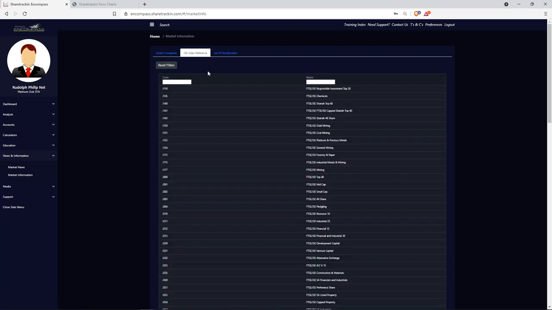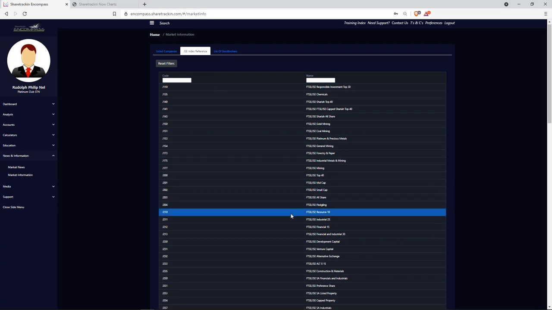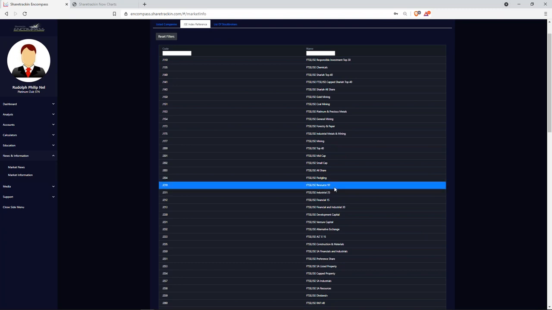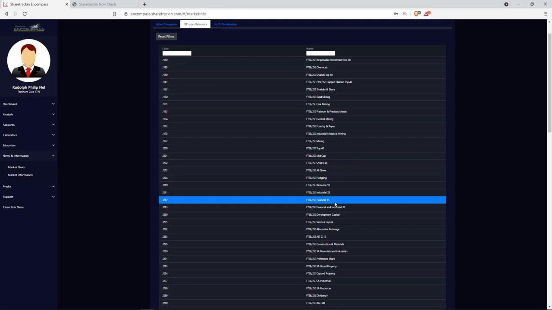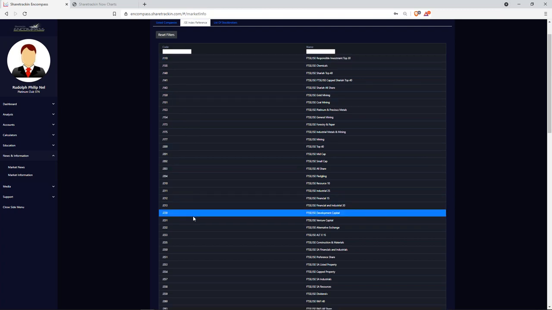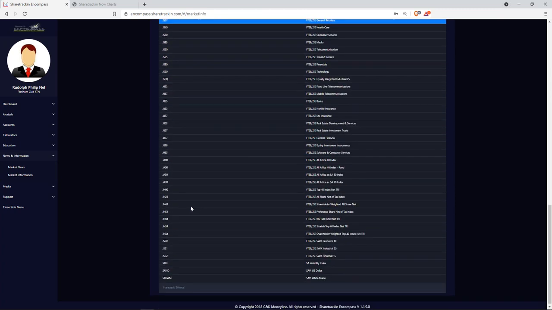Then the JSE index references. So this is something like the J203 or the J200, so all the J codes that are out there. For instance, the J177, that's the mining industry. Then you also get your mid cap, small cap, and your all share index, your resources, your top 10 resources, your top 25 industrials, top 15 financial institutions. All these codes you'll be able to pull up on the charting as well, but you can't trade with the J codes. Just know that these are only indexes. You can't trade with the index.